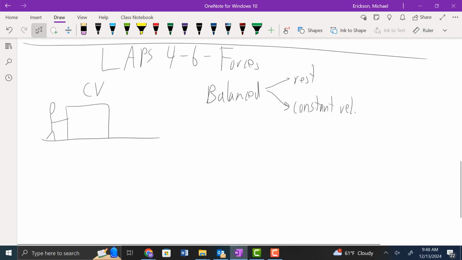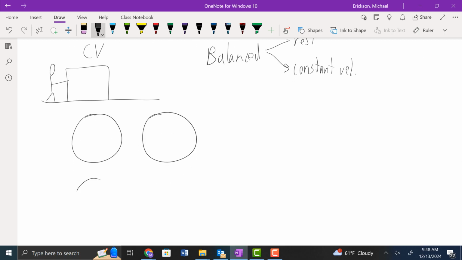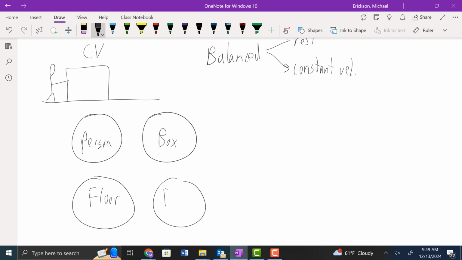Let me draw a system schema. Your system schema, this is the bubble diagram. This would be the person's involved, the box is involved, the floor is involved, and the earth. Just to clarify, floor and earth are different objects. The earth, think of it as just like the metal sphere that has so much mass it pulls you down. The floor just happens to be what is underneath you at that moment, like whatever particles are right there.